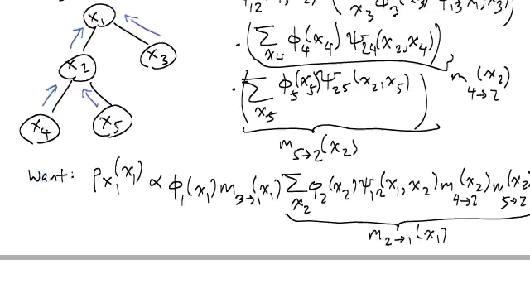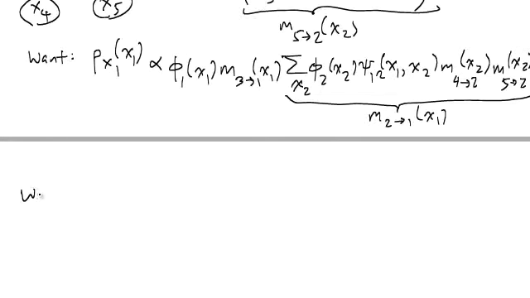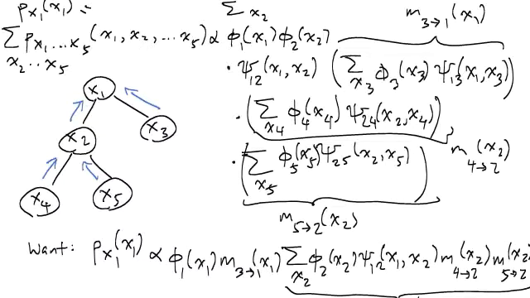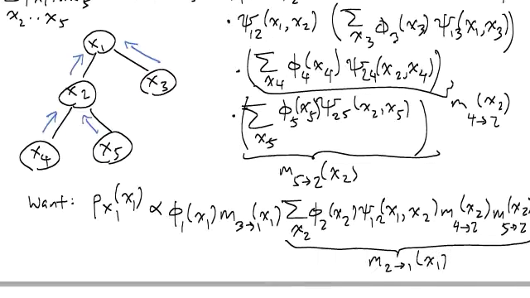Okay, so what if we instead wanted the marginal at x3? What do we do? Well, let's just see what changes. First off, we're not going to be doing this summation over x3, right? We're going to instead have a summation over x1. So, what does that look like?